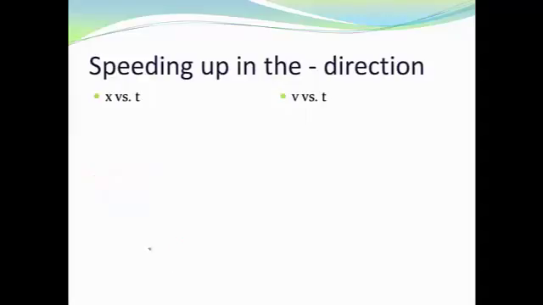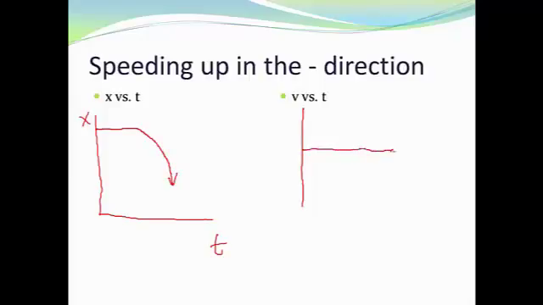Speeding up in the negative direction. So now we're going in the negative direction, so our position versus time graph will be moving down and speeding up. So it starts at 0 and then the slope increases. Our velocity versus time graph will start at a velocity of 0 and increase on the negative side of the graph, so we'll get a straight line.